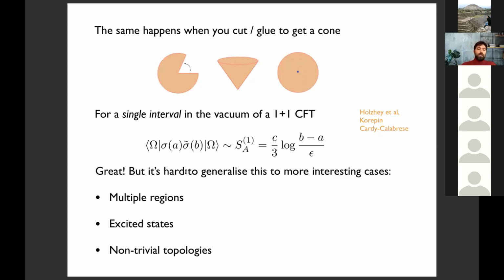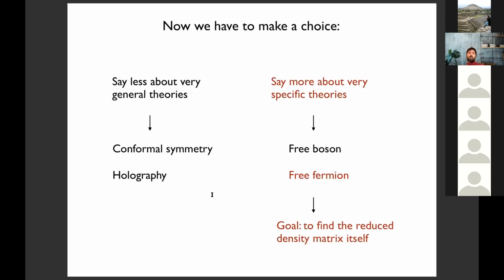The only problem is that it is quite hard to generalize this argument to more interesting cases. You can do a couple more things, like solve the problem on the cylinder for a single interval. But as soon as you try to do something more interesting, like taking multiple regions, or taking excited states, or looking at the problem in non-trivial topologies, then this method and the standard CFT tools are not really going to be very useful. So once we're at this point, we have to make a choice.